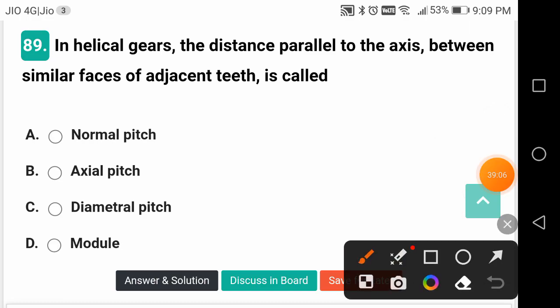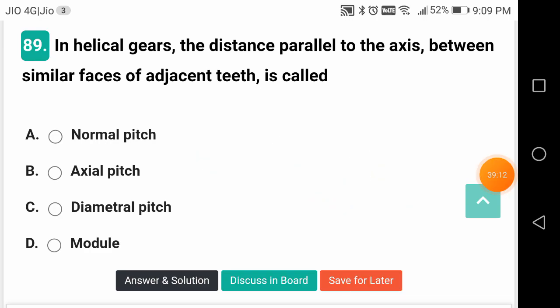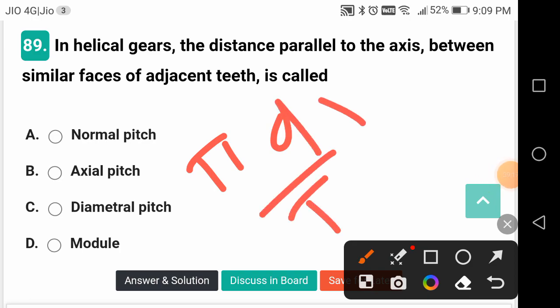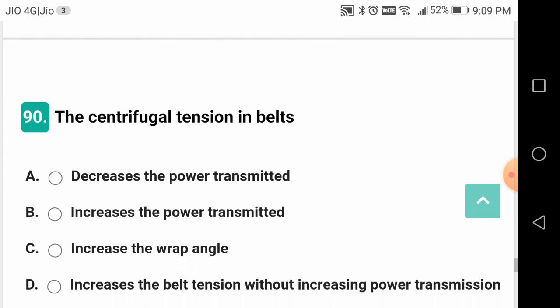So, circular pitch into diametral pitch is going to give pi. PC is equal to pi D by T. PD is equal to T by D. So, they get cancelled and going to give pi. PC into PD is equal to pi.